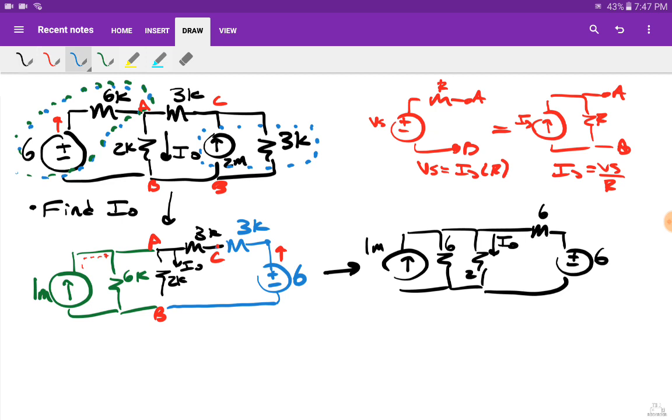Now, a lot of people think, oh, if I source transform this element right here back, then I will have basically undone my work. Nope, that's not how it works. When I first source transformed, I was source transforming with the 3. Now I'm source transforming with the 6.